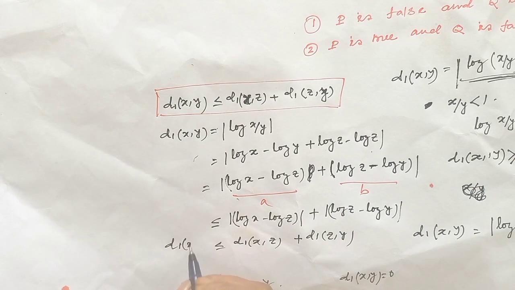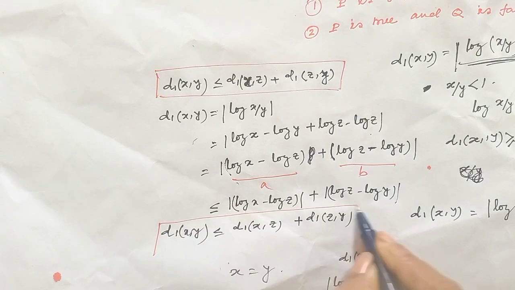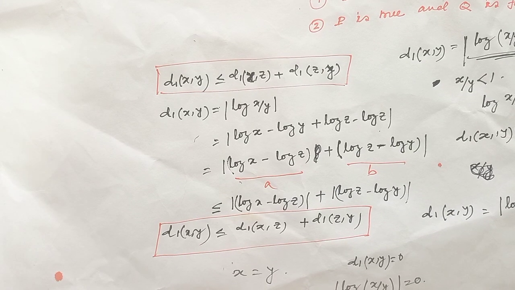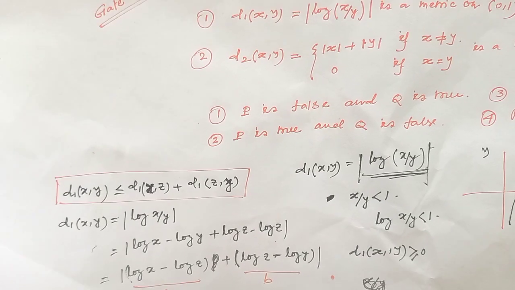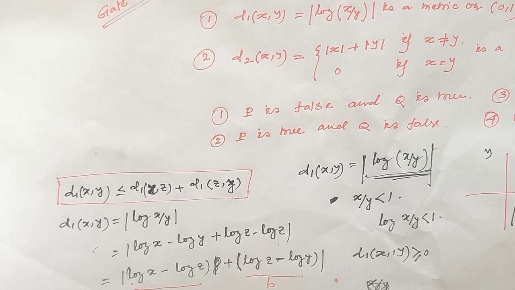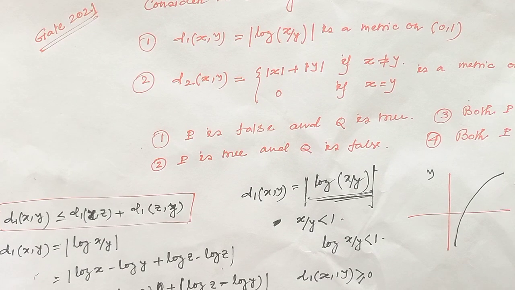Therefore d1(x,y) ≤ d1(x,z) + d1(z,y). Therefore, the triangle inequality is also satisfied. So, all conditions of a metric space are satisfied for this function log(x/y). So, obviously, this option is right: d1(x,y) is a metric on the open interval (0,1).